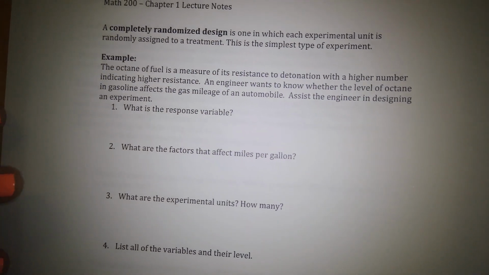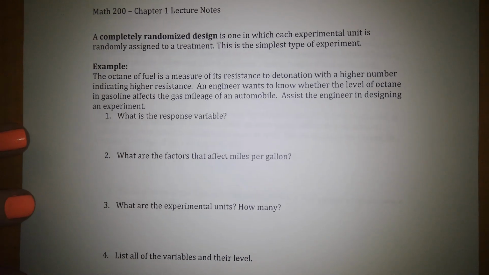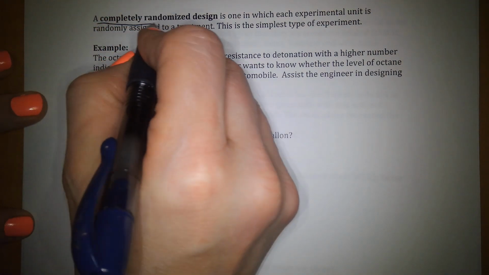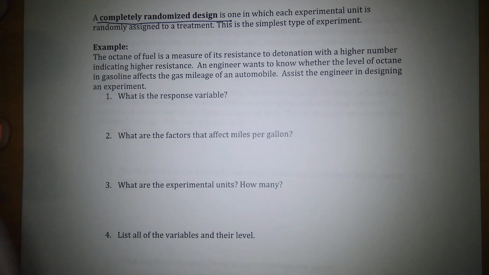So we're going to go through a couple of examples of designing an experiment. A completely randomized design is one in which the experimental unit is randomly assigned to a treatment. This is the simplest type of experiment. So this is a completely randomized design. There will be another type of design on the next page in a moment. So let's talk about this randomized design.